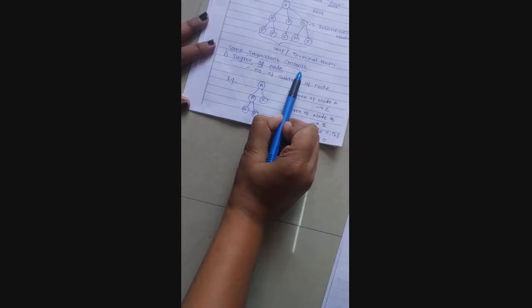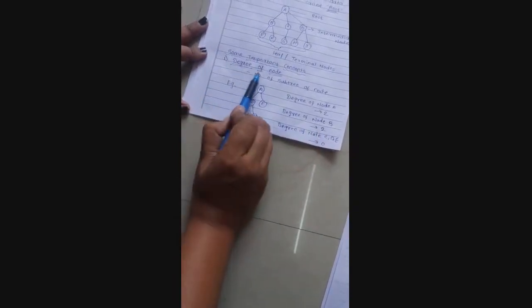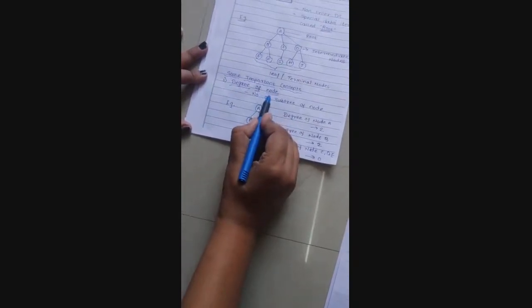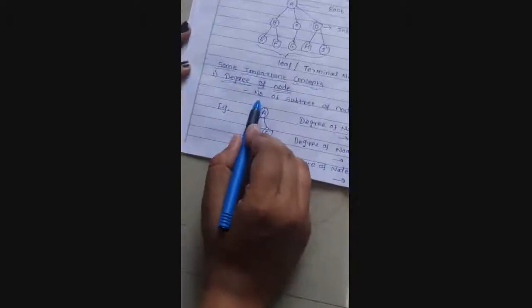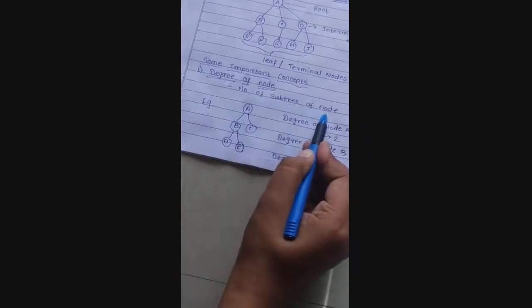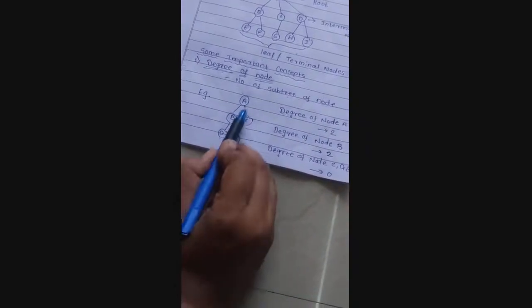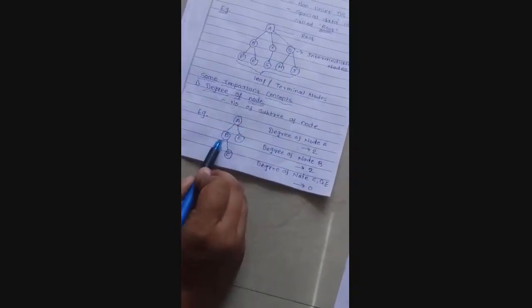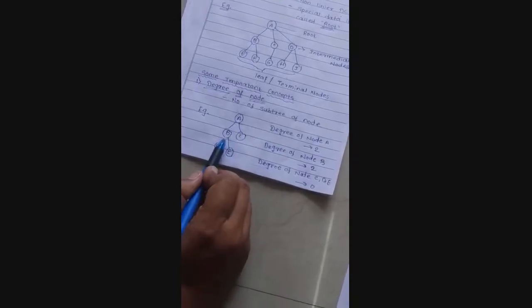Okay. Now we move forward to some important concepts regarding the tree. The first one is the degree of a node. Now we are familiar with the node. Now we are seeing how we can calculate the degree of a node. The degree of a node is nothing but the number of subtrees of a node. The number of subtrees of a node means, look at this figure. In this figure, A is a root. Now, what is the number of subtrees of A? There are two subtrees of A, that is B and C.